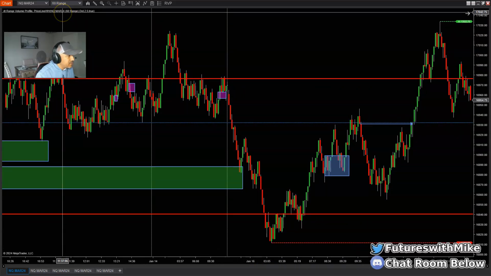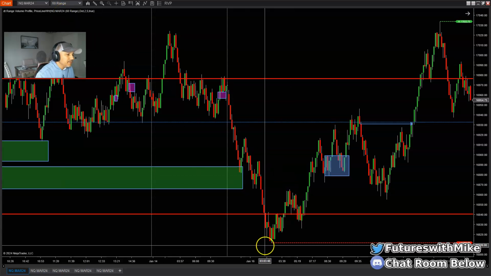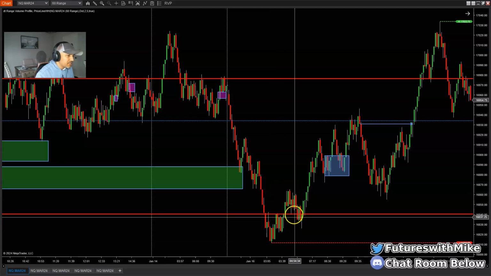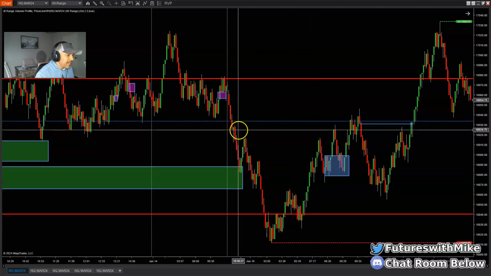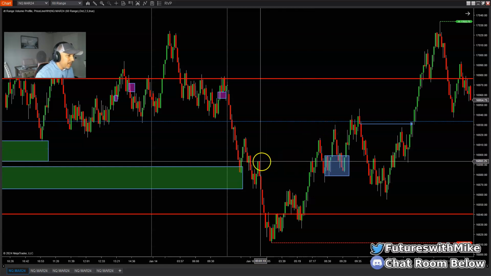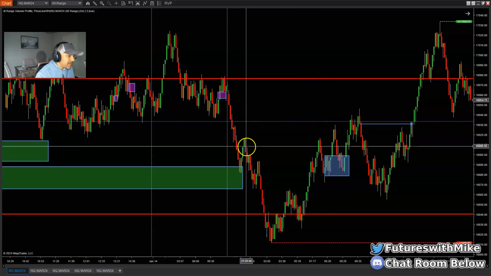We're back over on the 60 range chart right here, okay? The higher time frame chart. It moves up and starts to break structure back to the upside. We start to take areas or levels out as the market is moving higher, as you can see right here. On its move back to the downside, pay attention to this.